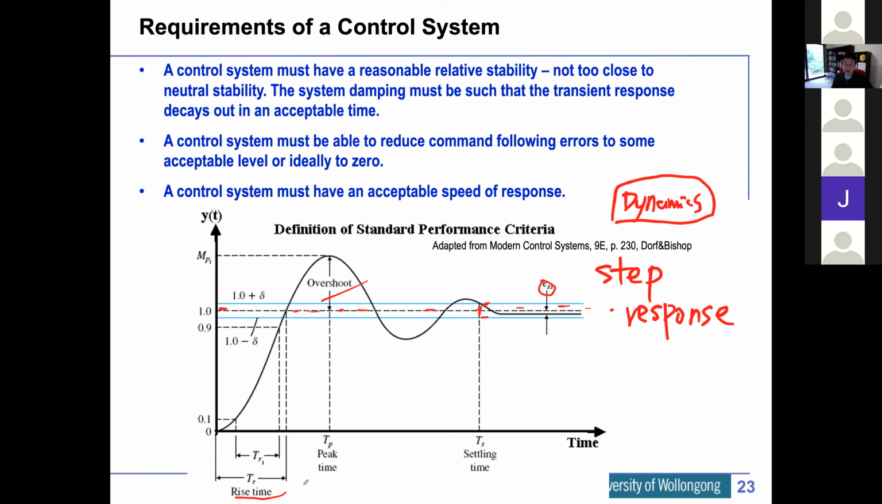You cannot push your rise time as short as you want without sacrificing your overshoot. That means if you try to rise up quicker, then you must have a bigger overshoot. Okay? If you want to have smaller overshoot, you must have a longer rising time. This is a feature of a dynamic system.